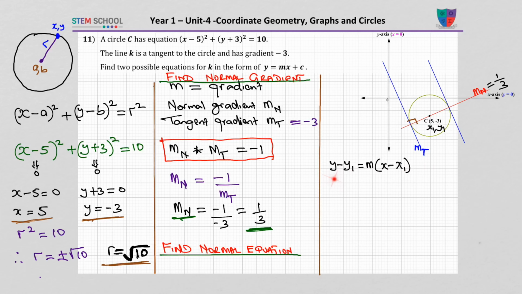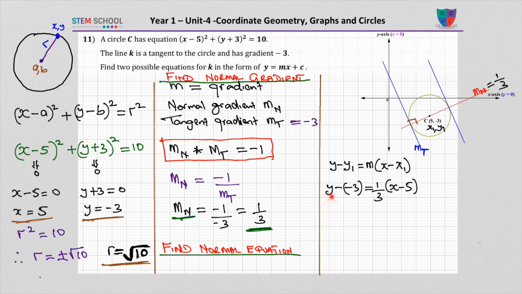To find the equation of the line, in this case the normal, we only need to know its gradient and one coordinate the line goes through. Then we can use this special equation. The center here is x1 = 5 and y1 = −3, and this is the gradient m normal. So m normal goes here, y1 is −3, x1 is 5.